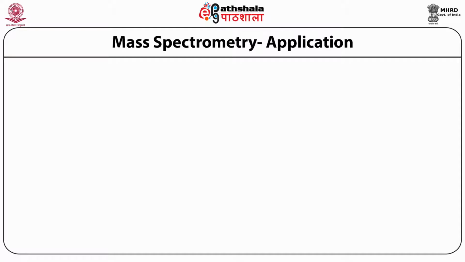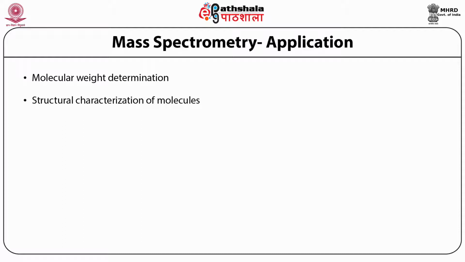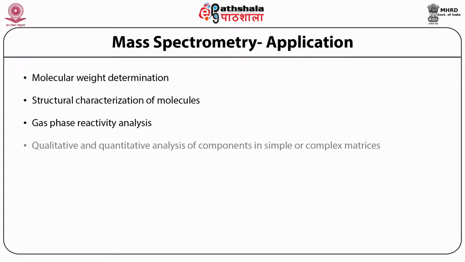Applications of mass spectrometry are classified into many categories. A few of them: it is used for molecular weight determination, and structural characterization of a molecule, especially when you are trying to understand the structure of a molecule by doing fragmentation analysis. Gas phase reactivity analysis is another important application. Then there is qualitative and quantitative analysis of components in simple or complex matrices.